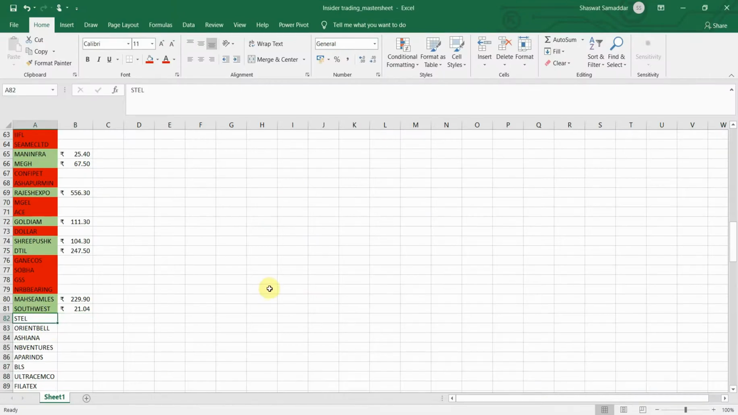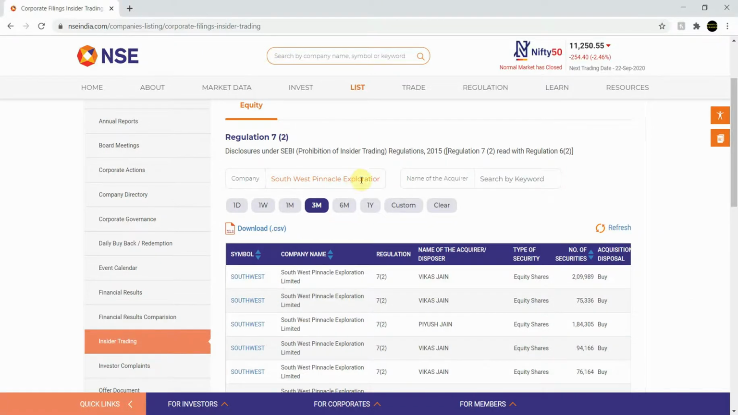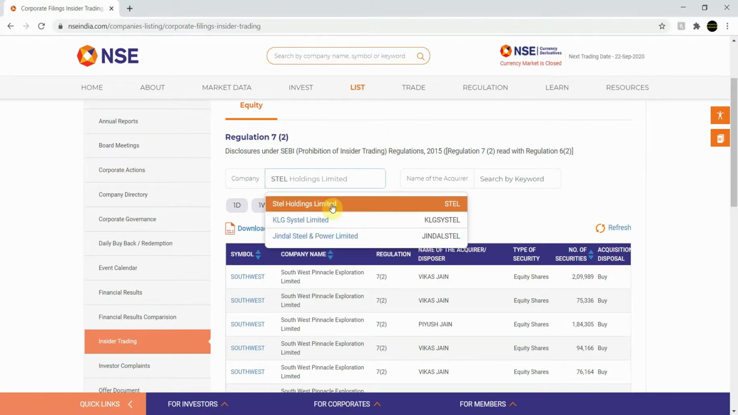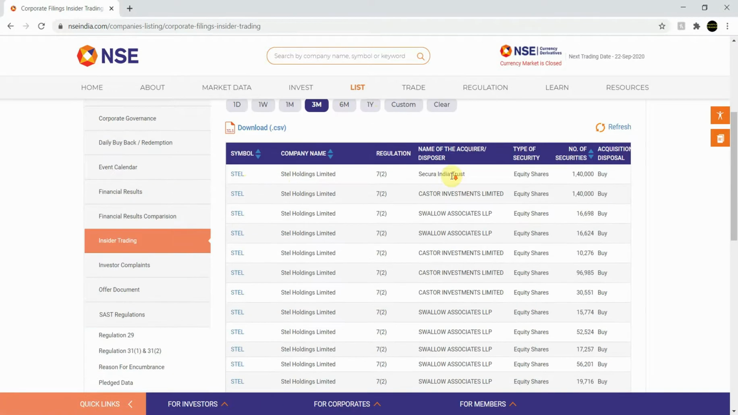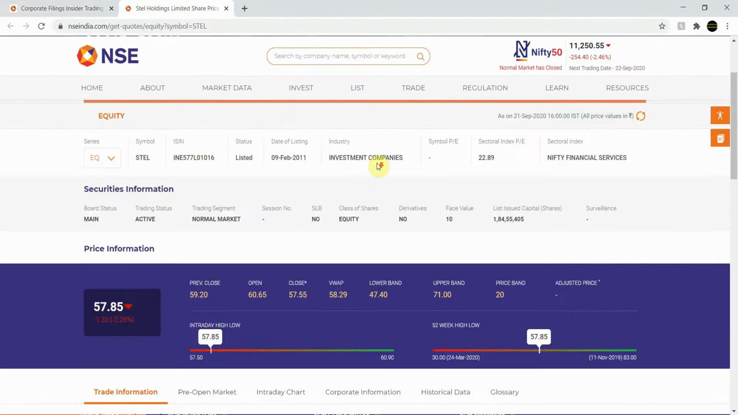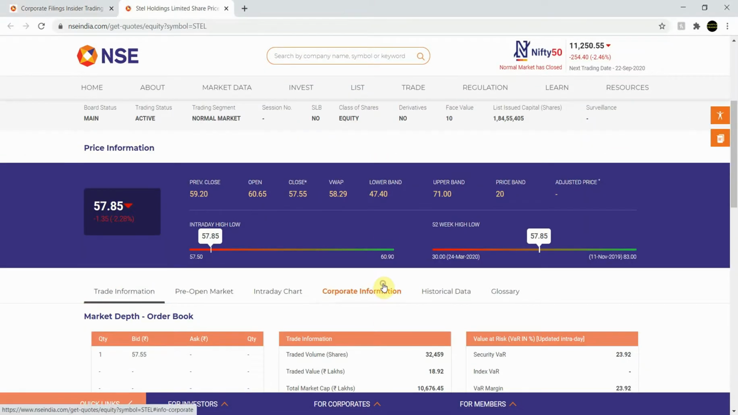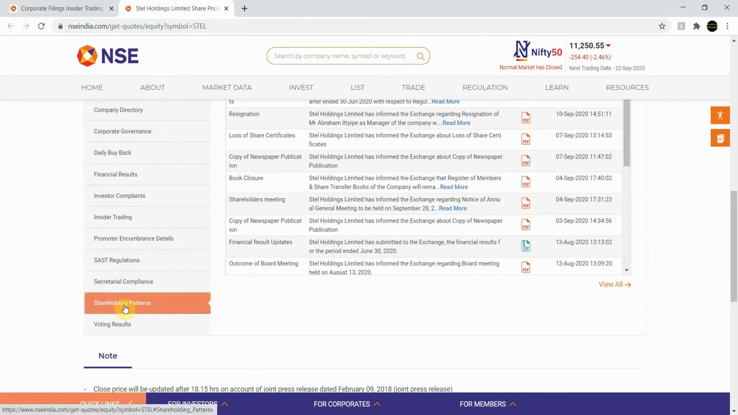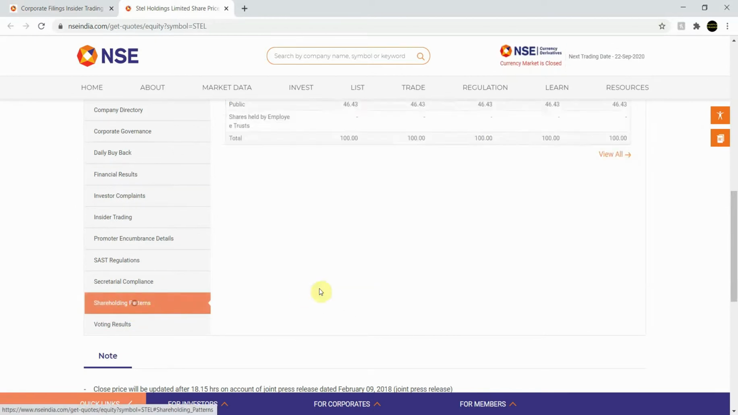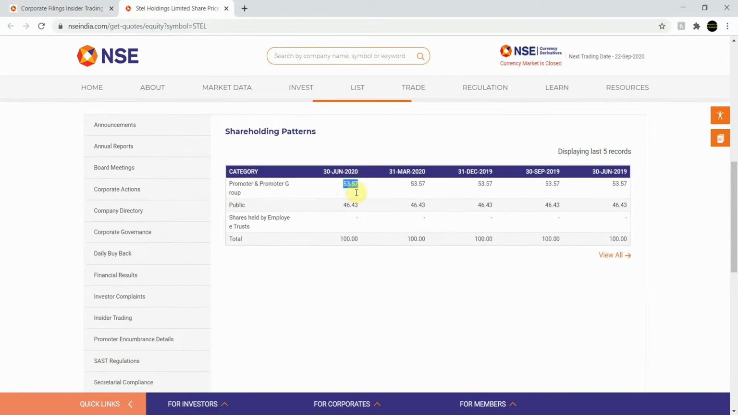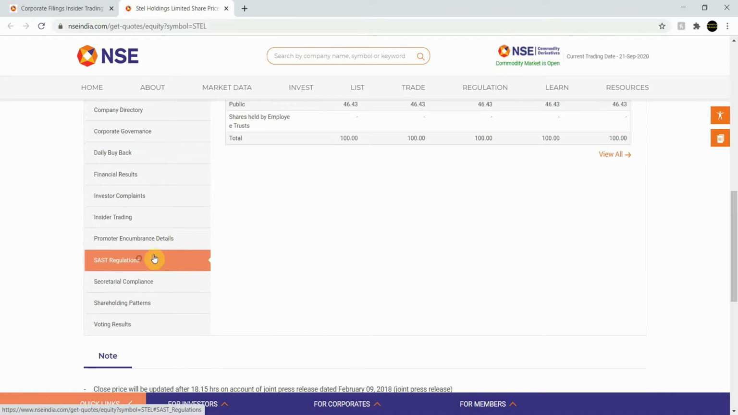The next stock for the analysis is STEL. I'll copy it down, move here, and paste the company name. It's STEL Holdings Limited. Next I'll click on the symbol of STEL and go to the corporate information. I'll scroll down to the shareholding pattern tab. Shareholding is good, it's greater than 50%.